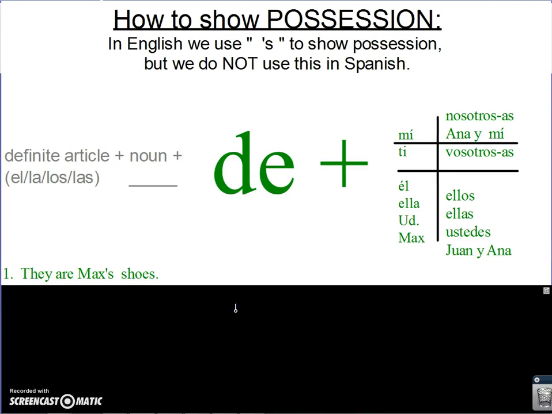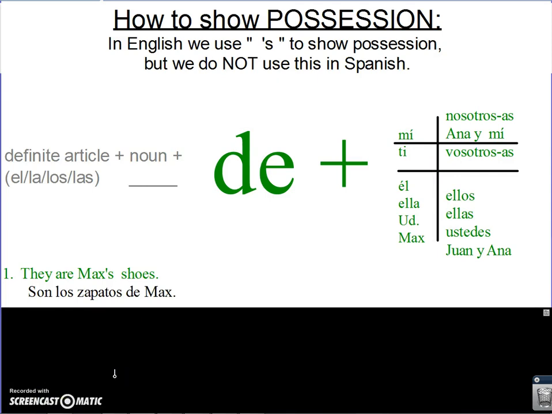So for example, if I want to say they are Max's shoes, in Spanish I need to have at least one conjugated verb to have a complete sentence, and to say they are, I would use a form of ser. Think of your forms of ser. Which form do you use for they? Are. And then instead of Max's shoes, I have to say the shoes of Max. And if you remember how to say shoes from Spanish 1, they are zapatos. So which one of these would you put in front of zapatos? Los zapatos de Max. And that is the answer that you would get.